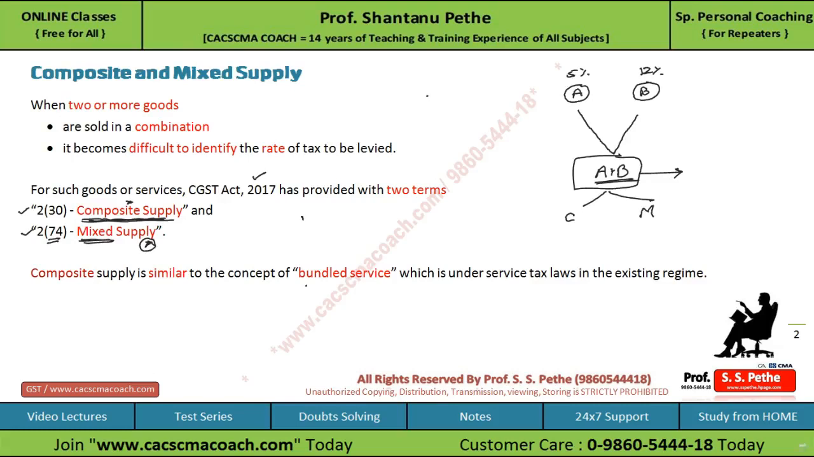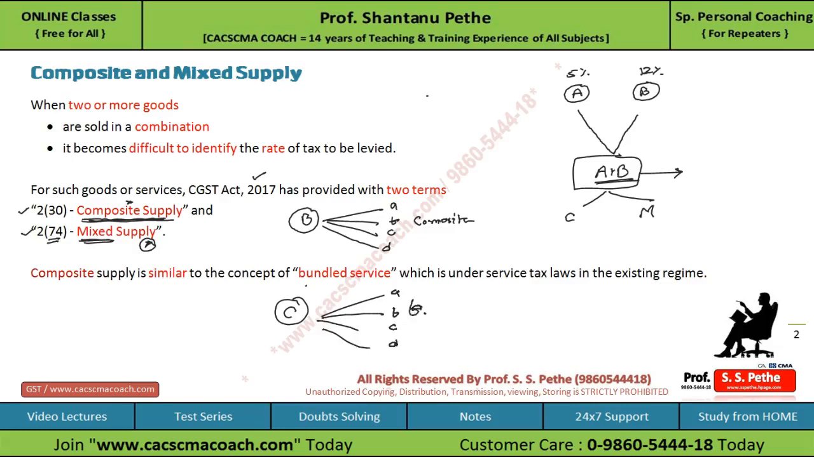The concept of bundled services under service tax is similar to the concept of A, B, C, D under GST. They will give you options, and you have to select composite supply, as it is similar. Or they can ask the question in a different way: the concept of composite supply in CGST is similar to the concept of A, B, C, D under the previous service tax laws. So here you have to check for bundled services.